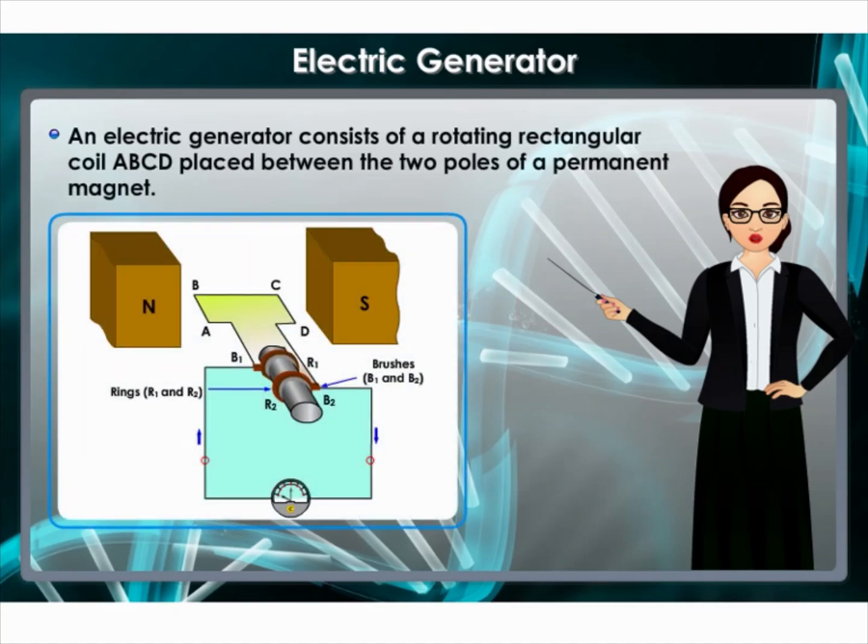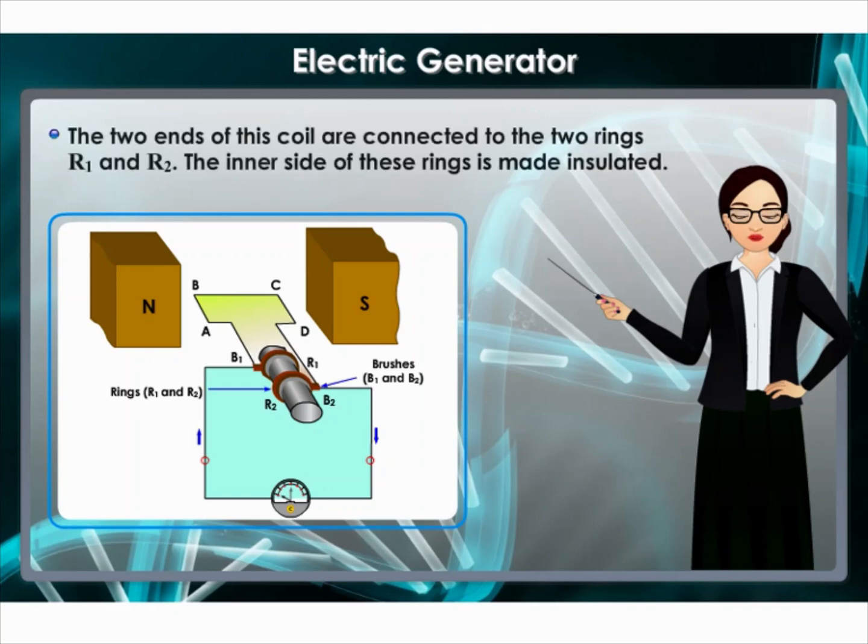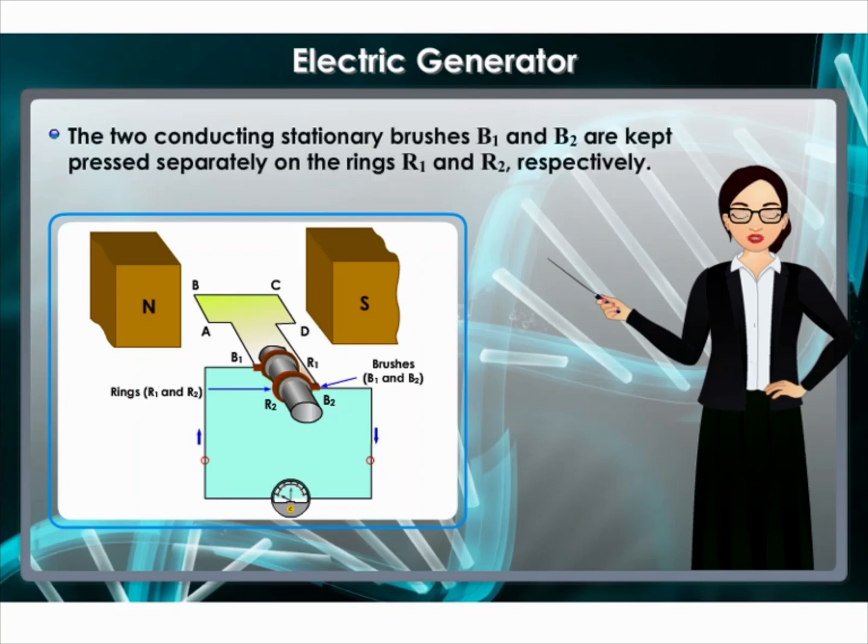An electric generator consists of a rotating rectangular coil ABCD placed between the two poles of a permanent magnet. The two ends of this coil are connected to the two rings R1 and R2. The inner side of these rings is made insulated. The two conducting stationary brushes, B1 and B2, are kept pressed separately on the rings R1 and R2 respectively.